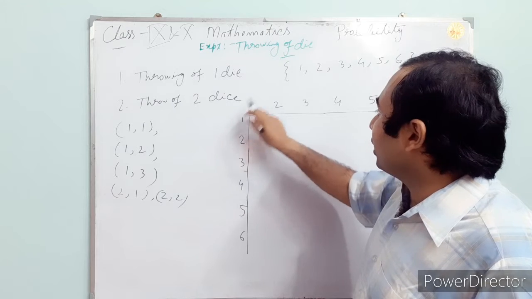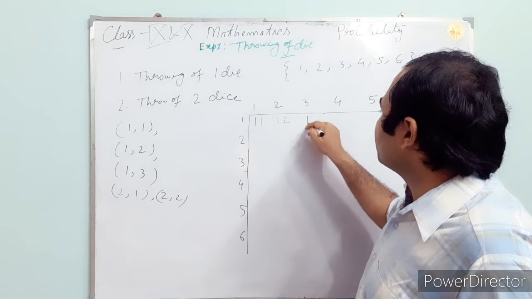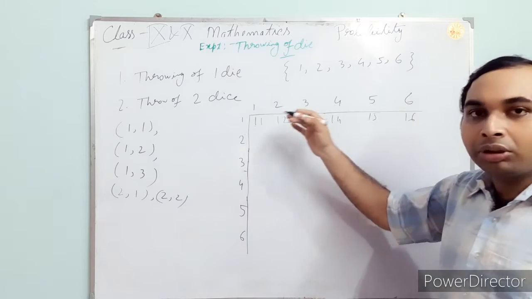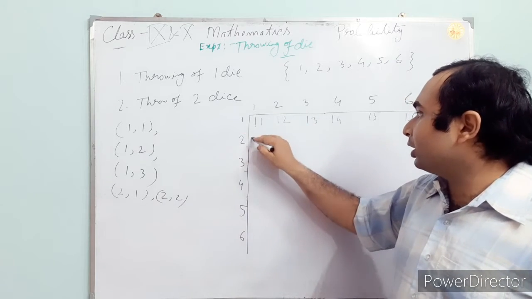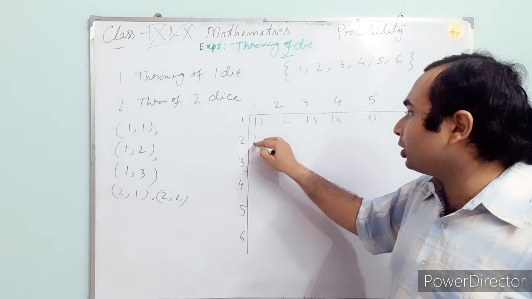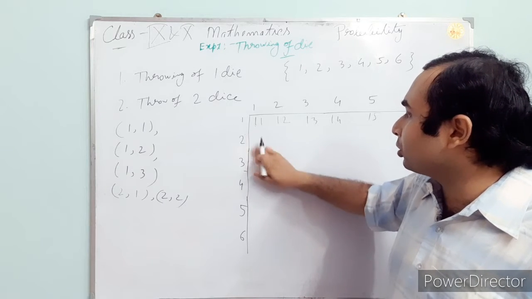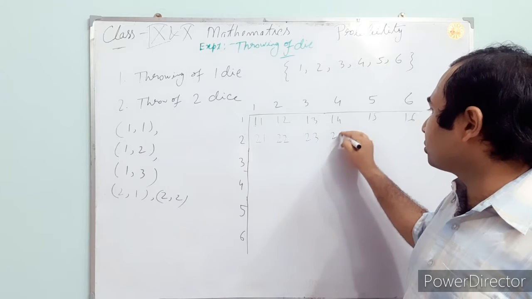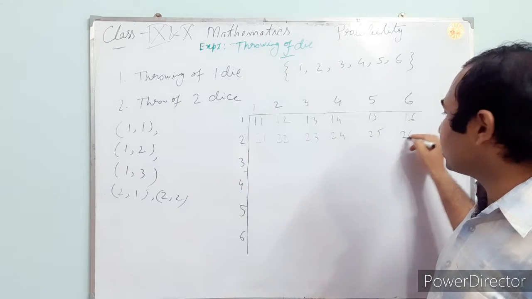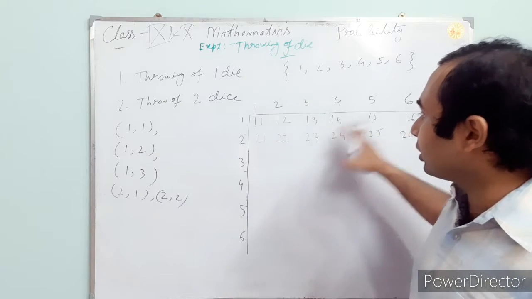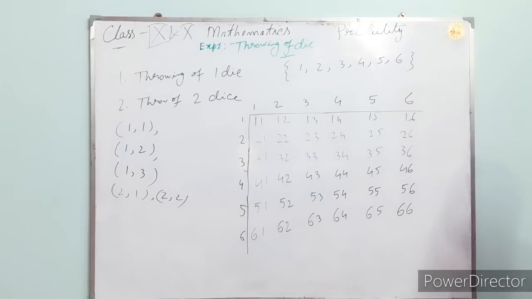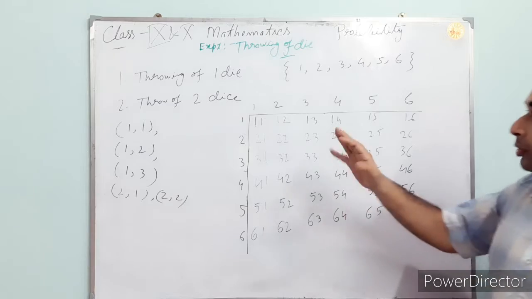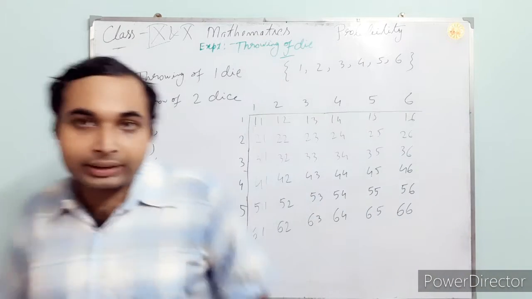1 1, 1 2, 1 3, 1 4, 1 5, 1 6. No need to give those brackets and other things. Okay, 2 1, this is only for your rough work. You will not show this in the fair copy. 2 1, 2 2, 2 3, 2 4, 2 5, 2 6. That is the second row, and those are the columns actually. So students, those are the 36 elements of the sample space of throwing of 2 dice.